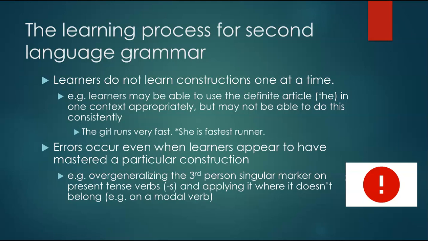"she wants to go," and applying it where it doesn't belong. So modal verbs like can, could, would, might, those don't take that S. We don't say "she cans speak Spanish," even though you normally would put an S after a verb for third person singular. Those don't apply to modals. And so a person might have learned that we add that S and apply it to modals in a way that doesn't belong there. That's an exception to the rule when it comes to modals. So you'll see that errors occur even when it seems like they've mastered a construction.